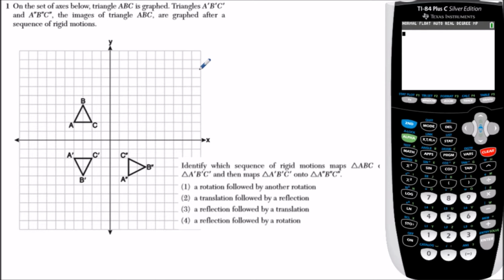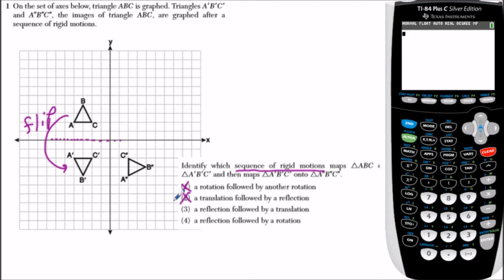So for question one, we have these three triangles here, and what we're trying to find is which sequence of rigid motions maps triangle ABC to triangle A prime, B prime, C prime, and then that triangle to A double prime, B double prime, C double prime. So the first thing we need to do here is just look at the transformation that's going on from this triangle ABC to the prime triangle. And as you can see, this triangle is flipping over the x-axis. So the first thing happening here is a reflection in the x-axis, which eliminates choices 1 and 2.